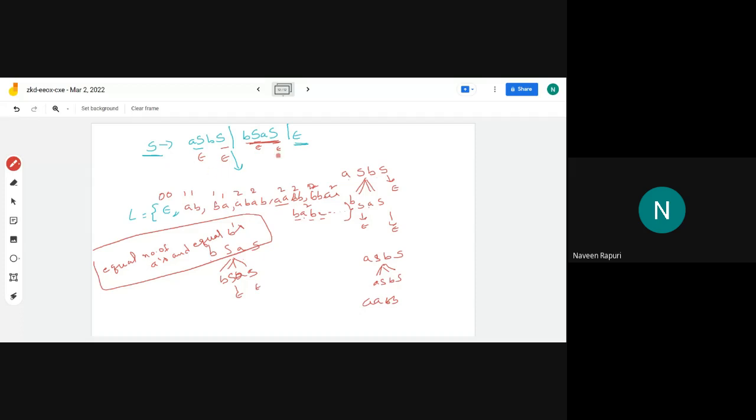So this is the grammar for accepting the language. The number of A's and the number of B's are equal. If anyone has any doubt on this, please ask, sir. Once again, I will explain. So the grammar is given, and from the given grammar, what is the language accepted? Like that, he is asking.